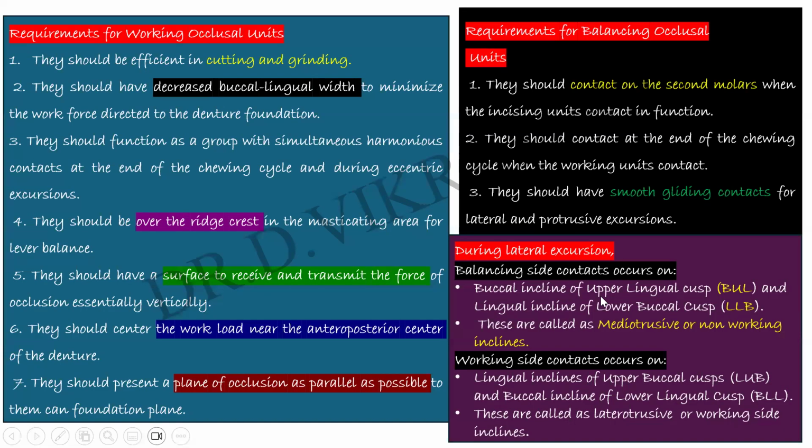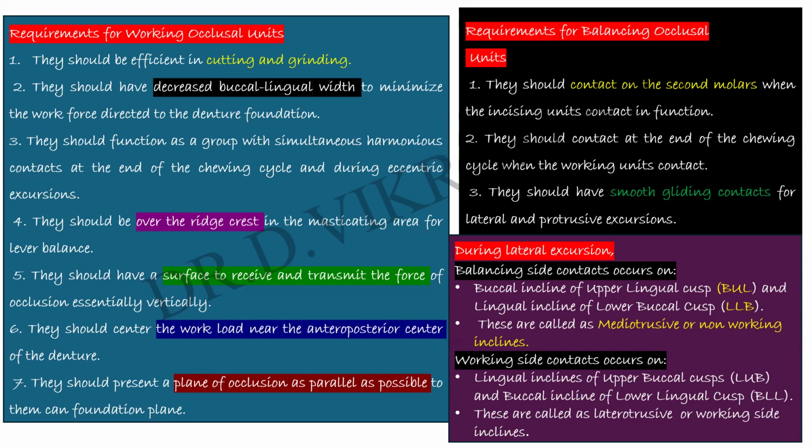See, this is one of the very important things. You can take a screenshot. The buccal incline of the upper lingual cusp and the lingual incline of the lower buccal cusp are going to contact, and they are called medial or non-working inclines. And working side contact occurs at the lingual inclines of the upper buccal cusp and the buccal incline of the lower buccal cusp. That is, suppose we are moving the mandible to the right side, then the buccal inclines of the mandibular teeth will be contacting the lingual inclines of the maxillary buccal cusps.